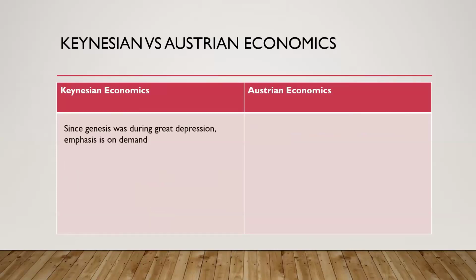Since the genesis of Keynesian economics was during the Great Depression, its emphasis has been on demand. On the other hand, the emphasis of Austrian economics is on supply and productivity.